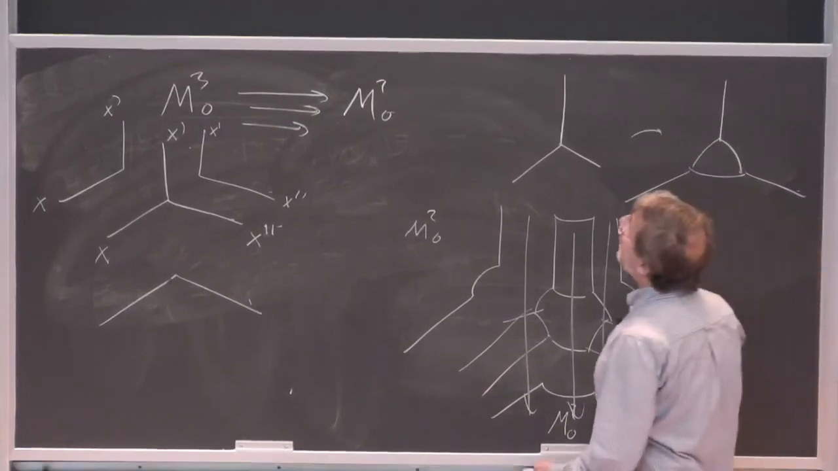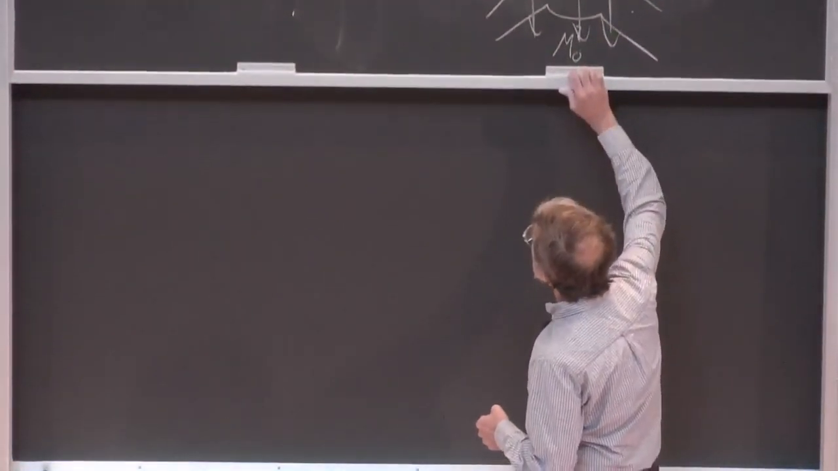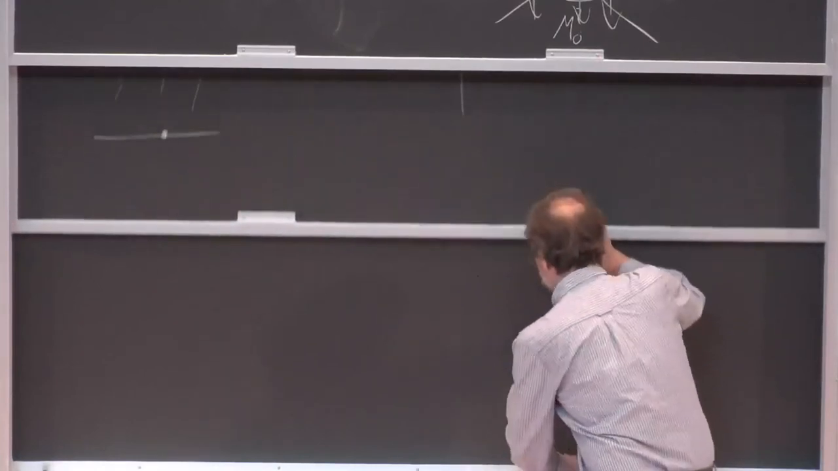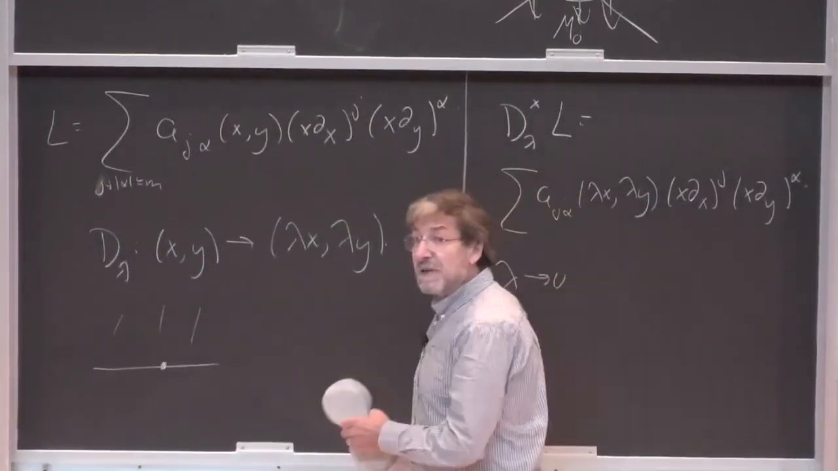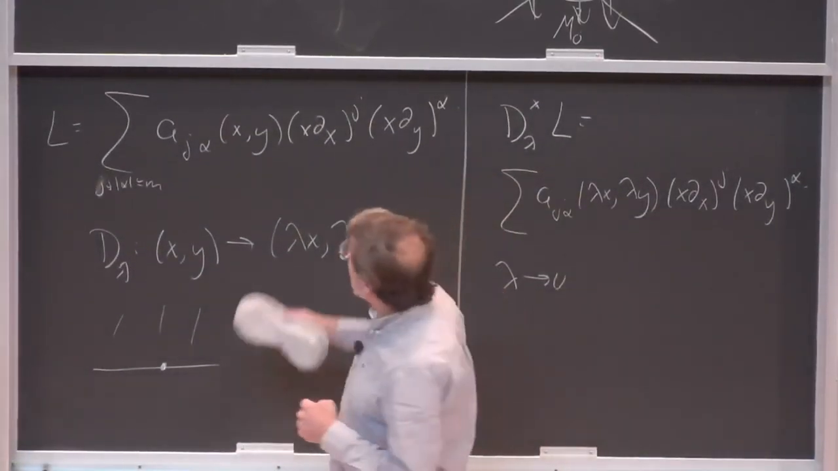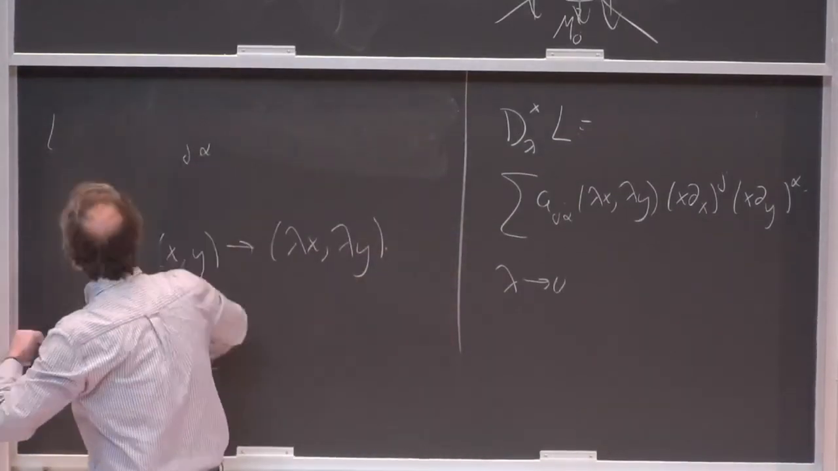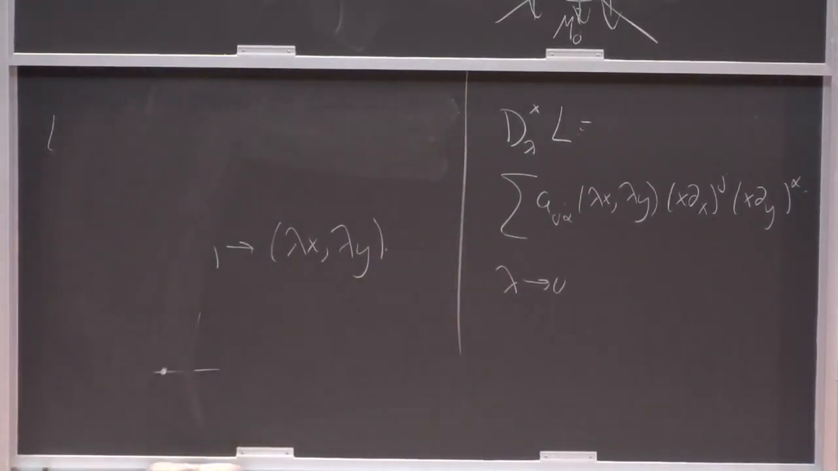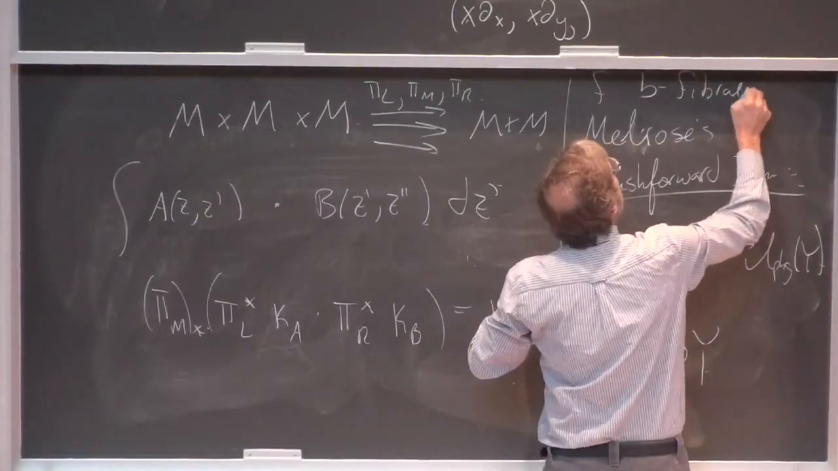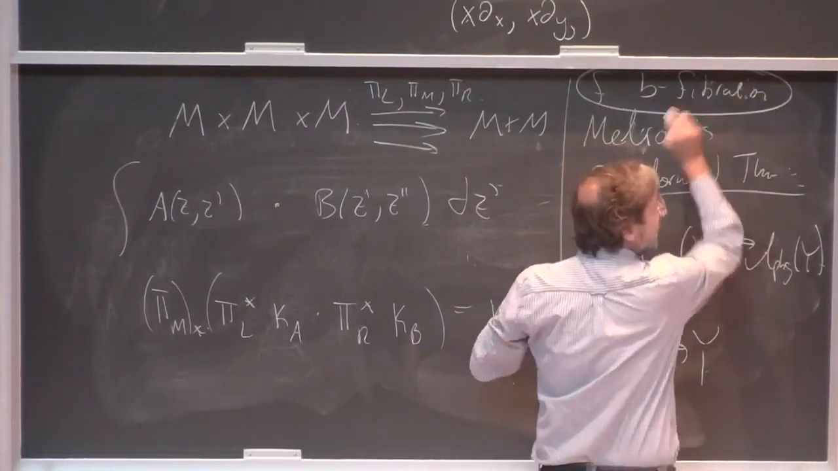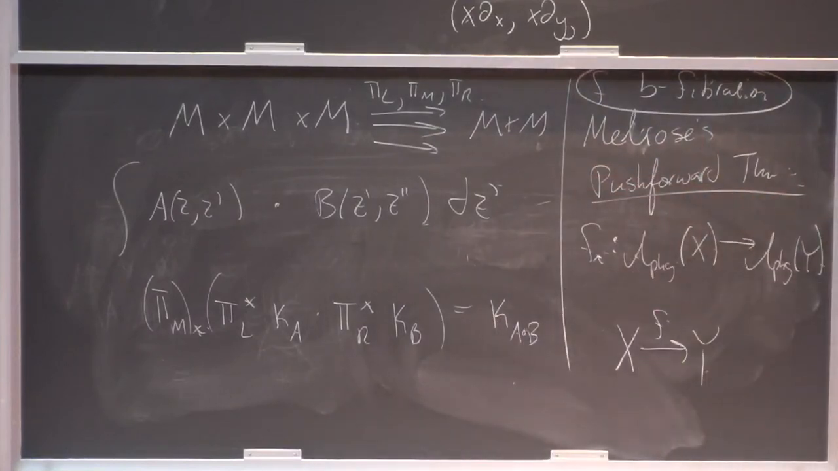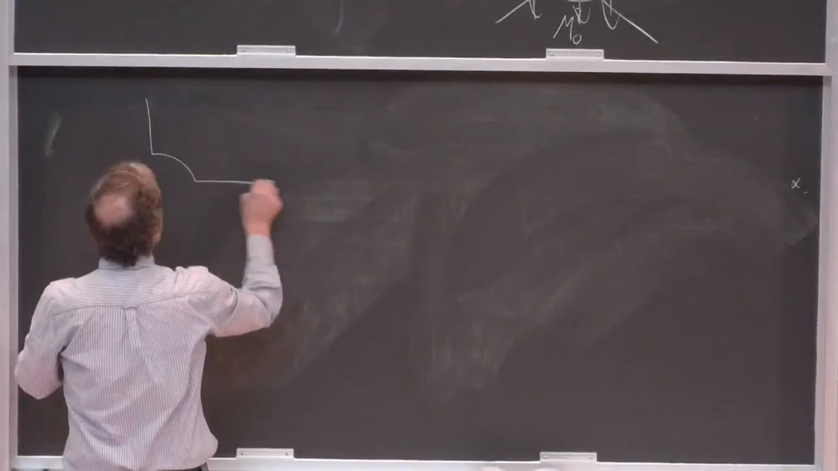Now, let me just say one word about b-submersions. This is true if f is what's called a b-fibration. Forgive me, I misspoke. Let me write down what a b-fibration looks like. We're taking our simplest version of blow up. I start with the sector and I blow it up.